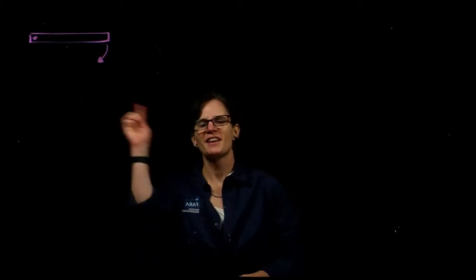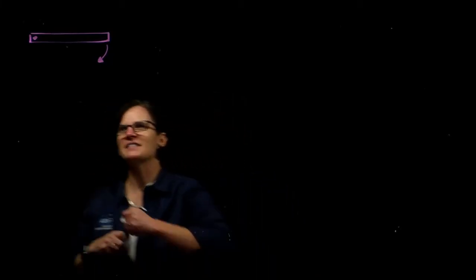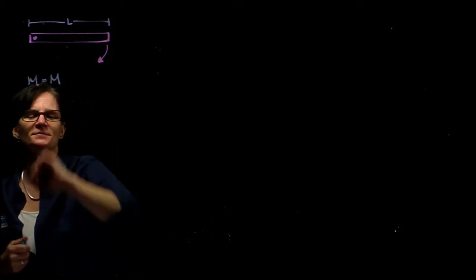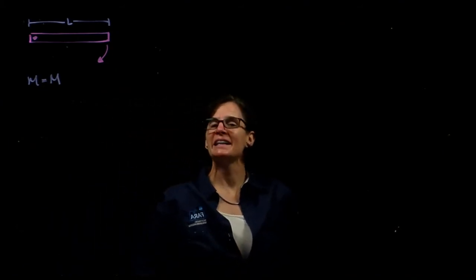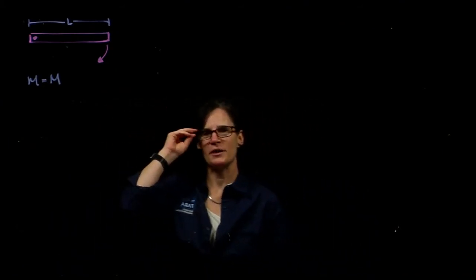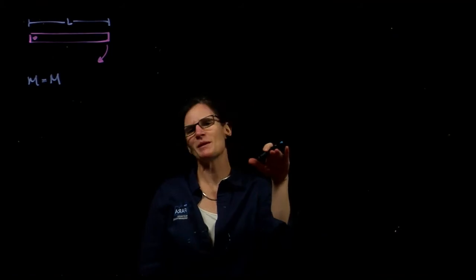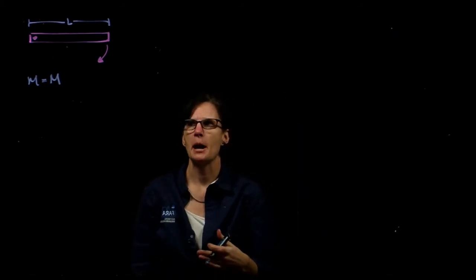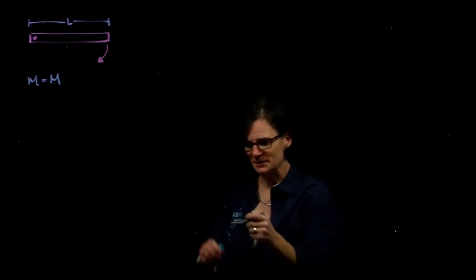Okay, imagine that you have a uniform rod of length L and mass M, and it is free to rotate about a pivot point fixed at one end. So the rod is horizontal. I'm going to let go, and it's going to rotate, fixed at that one end.